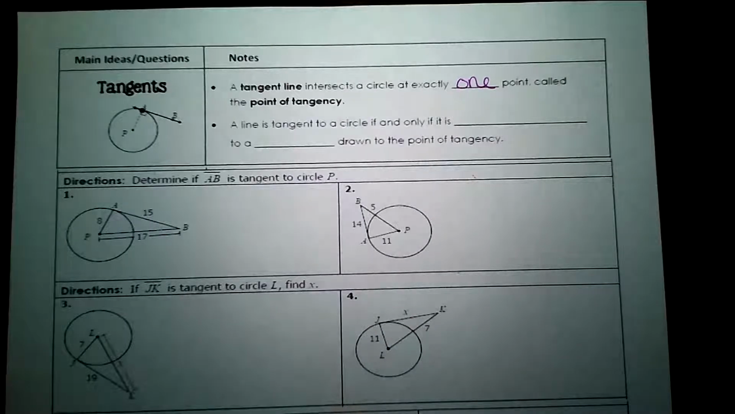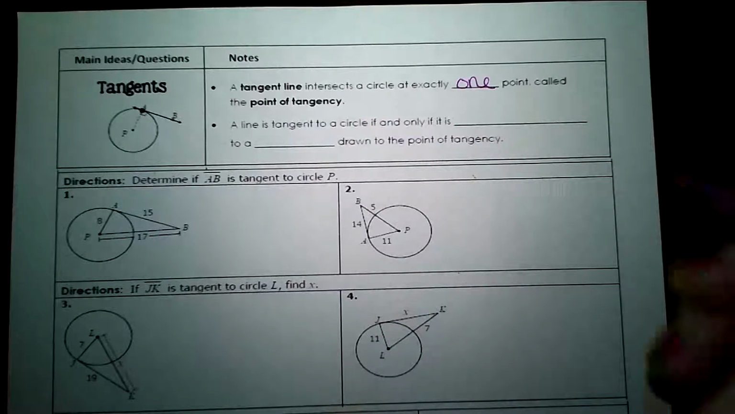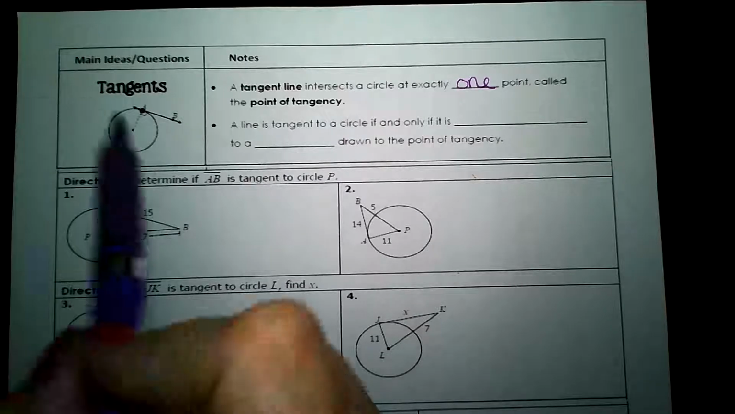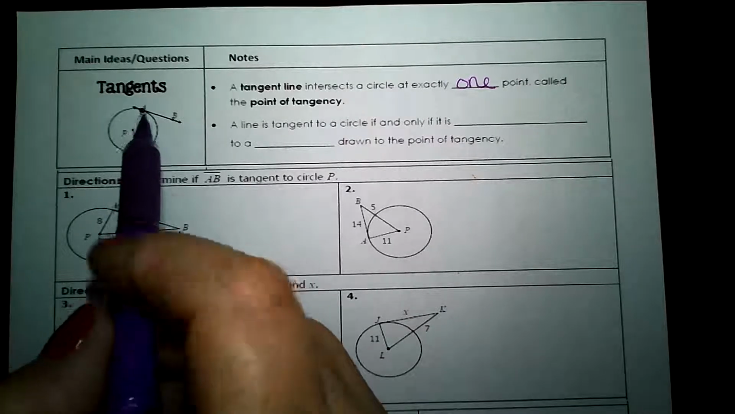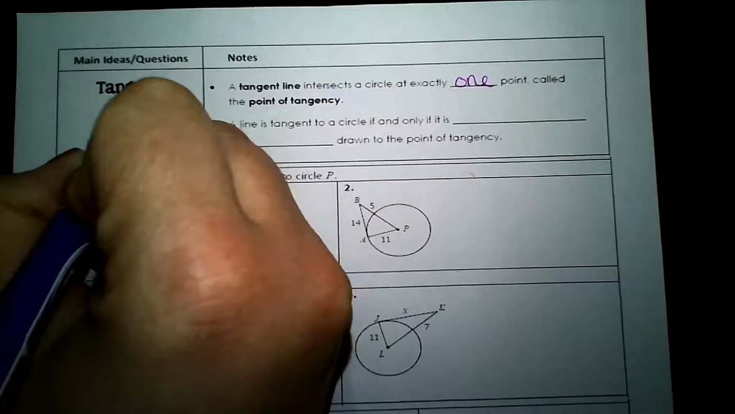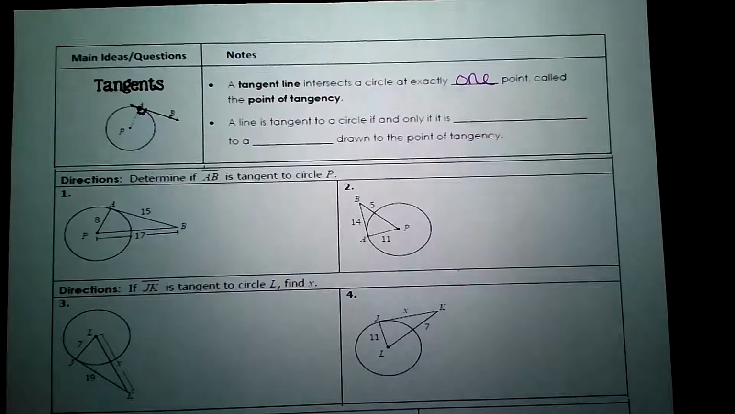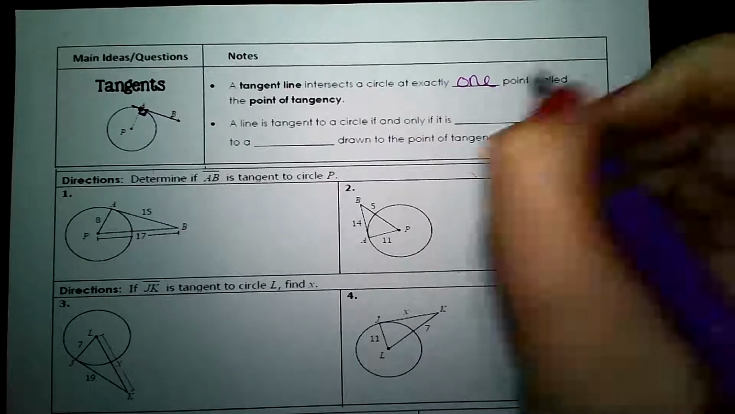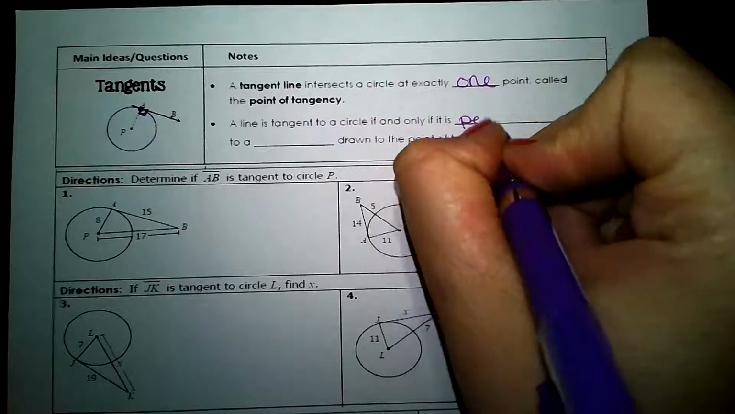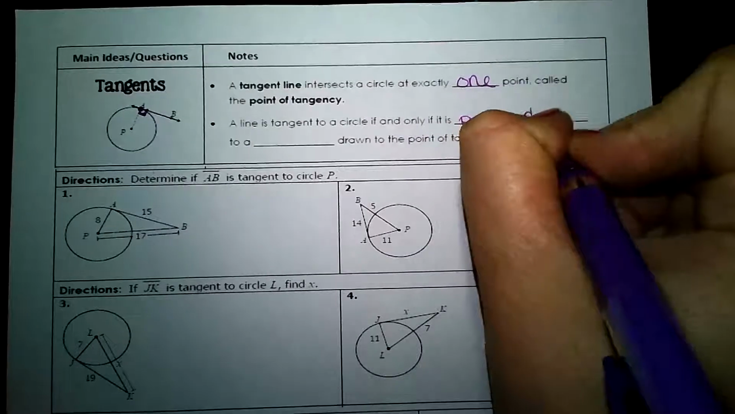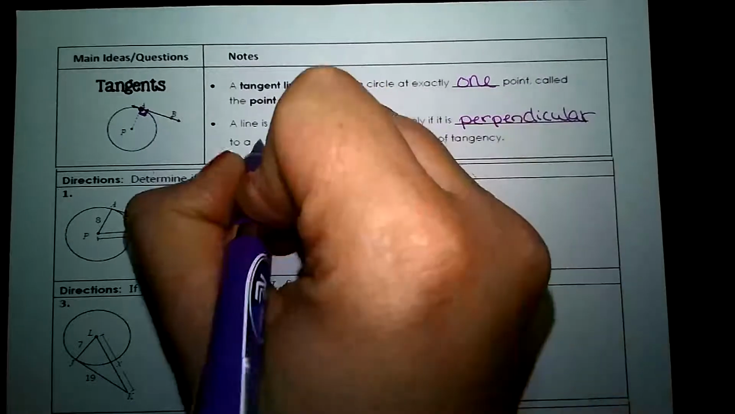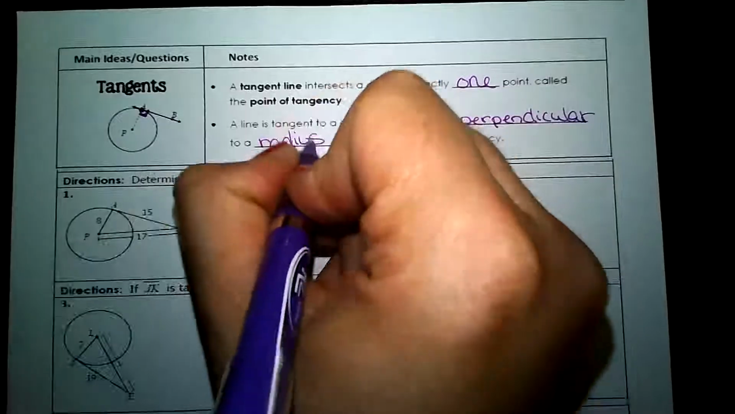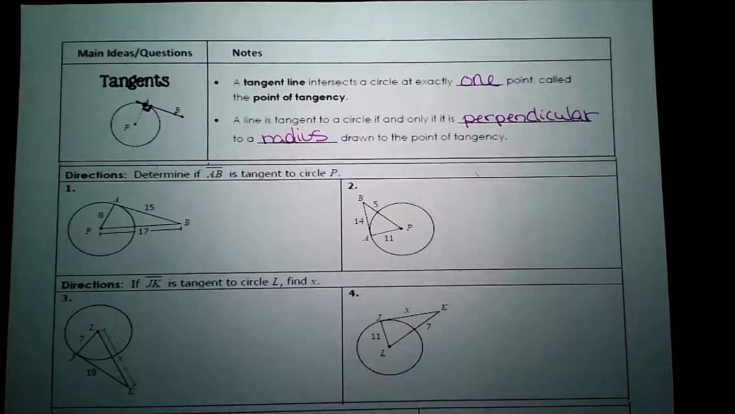Okay, a tangent line, or any line that is tangent to a circle, will make a right angle at the point of tangency. So a line is tangent to a circle if and only if it is perpendicular to a radius that's drawn to the point of tangency. You get to make a right angle there.